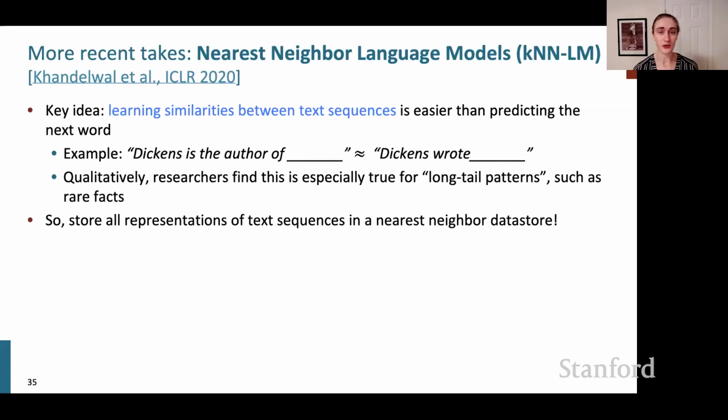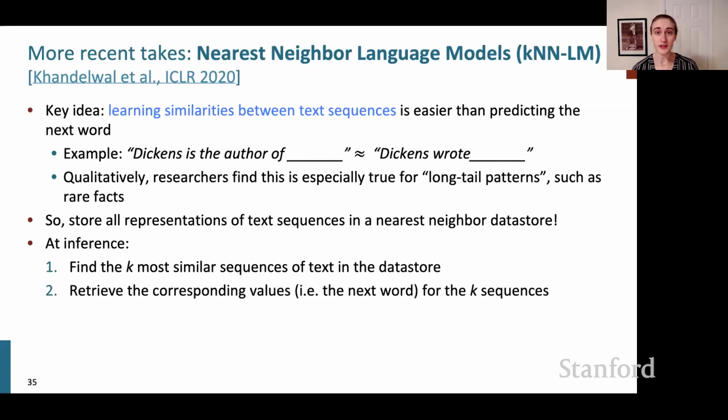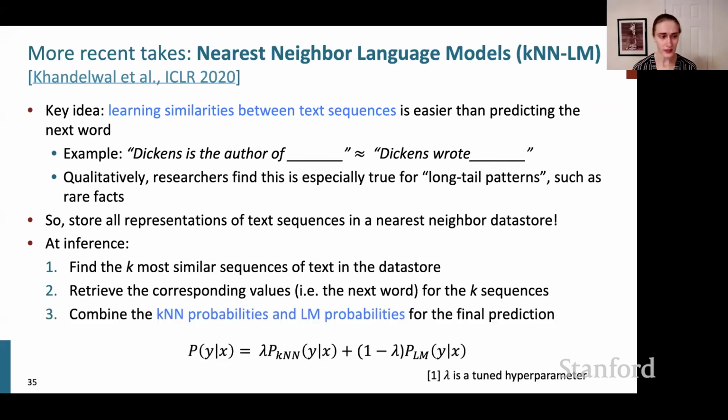So what they propose is to store all representations of text sequences in a nearest neighbor data store. Then at inference, you find the k most similar sequences of text and retrieve their corresponding values. You just peek at those sequences and see what their next words were. Then you combine the probability from this nearest neighbor data store with a typical language model prediction. They call this an interpolation step, in that they're weighting how much to pay attention to the probability from the KNN approach and how much to pay attention to the language model approach. The lambda here is just a hyperparameter that they tune.